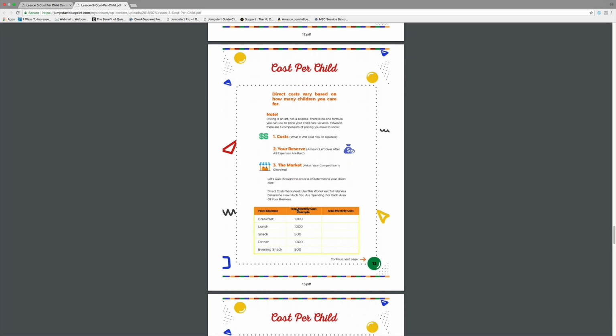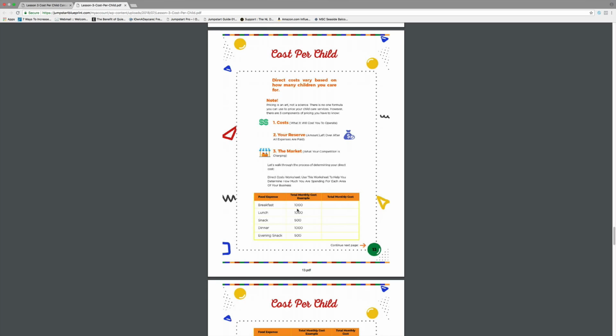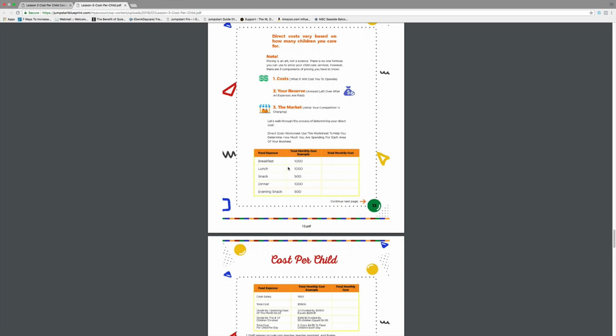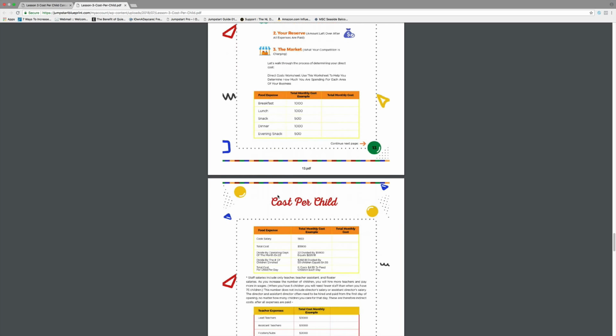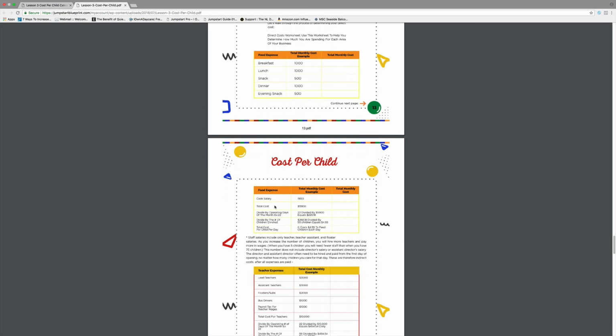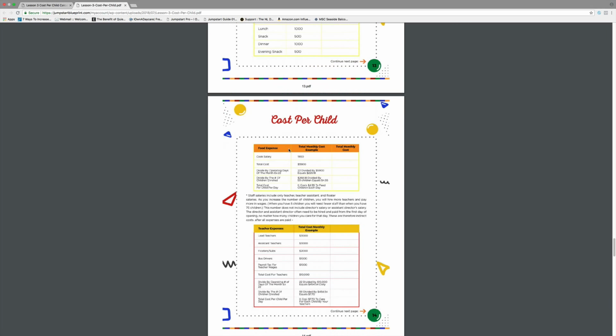So let's look at the direct cost worksheet. Direct cost worksheet are your food expenses, your salaries, your operating days, the number of children you have enrolled, which will equal your cost per child for the first section. Your staff salaries should include only your teachers, teachers' assistants, and floaters.